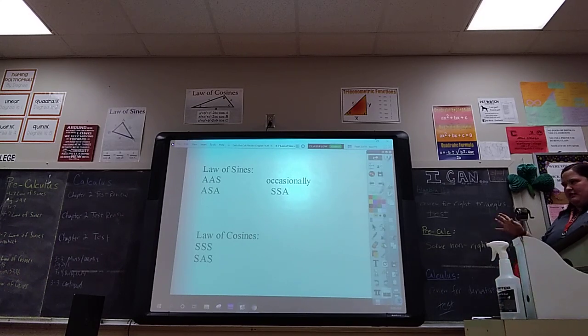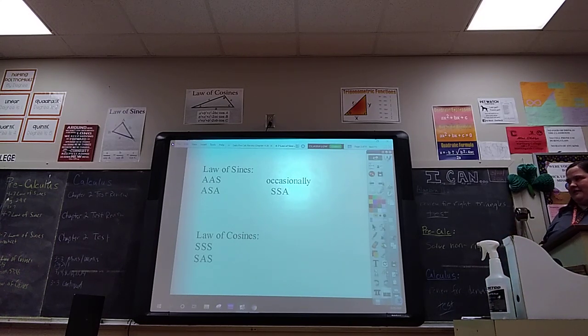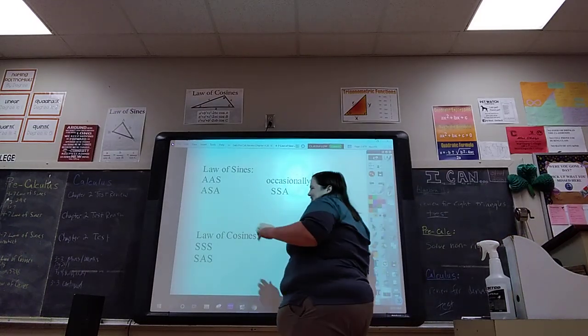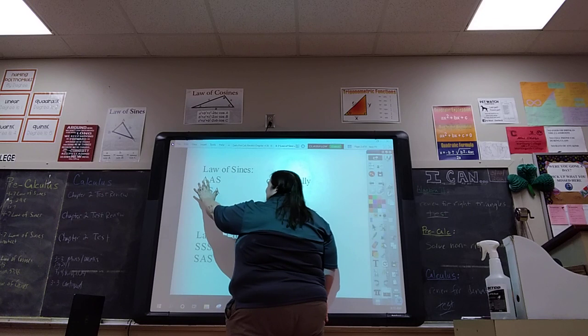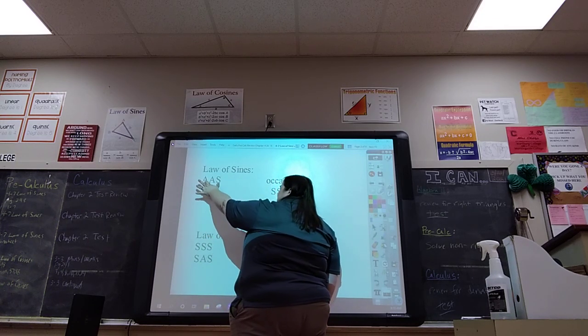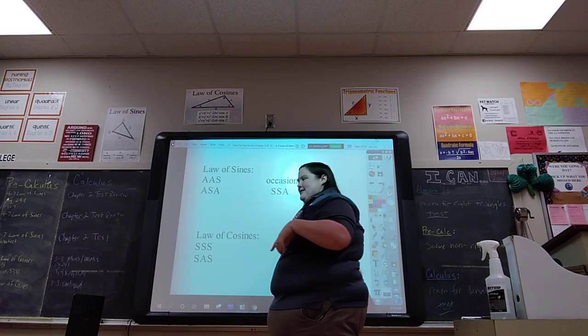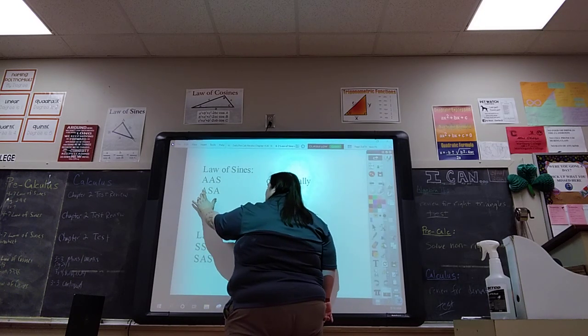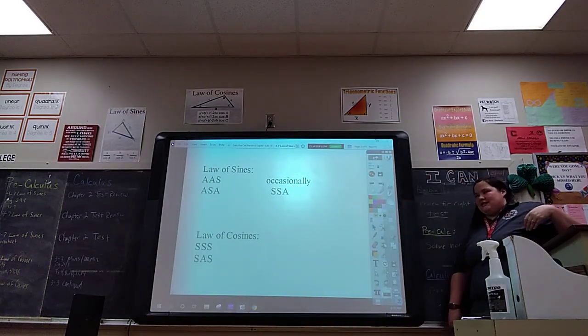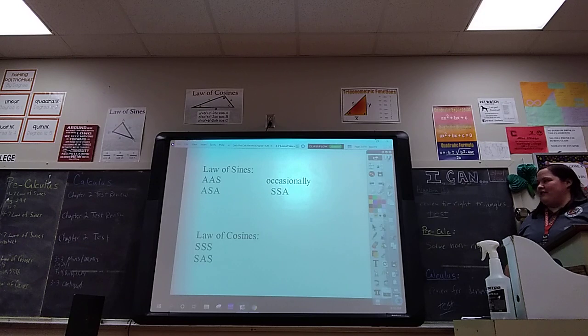This is some lettering you might have seen in geometry. But typically with law of sines, you have to have two angles to work with. So it's either two angles in a row followed by a side, or a side that's in between two angles. I always say typically if you have more angles than sides, you're going to use law of sines. Now every once in a while, you could have two sides and an angle, but it has to be in a certain order. I'll talk more about that in a second.